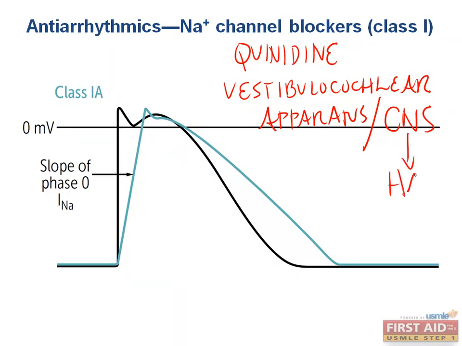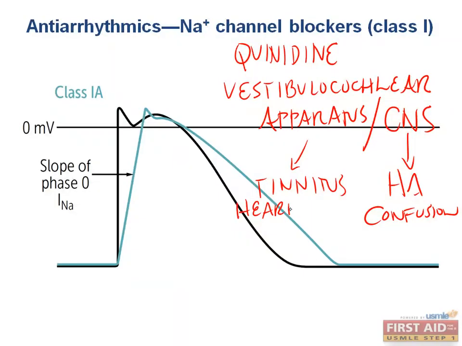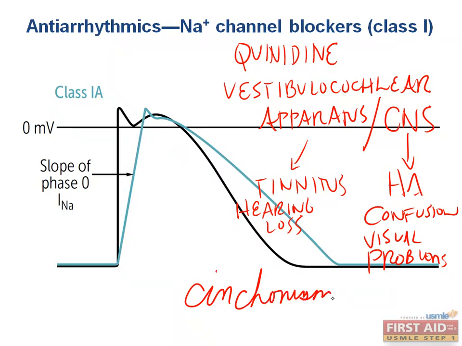So you can get headache, tinnitus, which is a very loud ringing sensation that is constantly going like this, confusion, hearing loss. Just think, if you disrupt the ability of the neurons coming from the vestibulocochlear apparatus to conduct to the brain, it will be perceived as hearing loss by the brain. And last, but very importantly, visual problems. They call a constellation of symptoms of headache, tinnitus, confusion, hearing loss, and visual problems cinchonism. And that is your high yield side effect for this class of drugs.